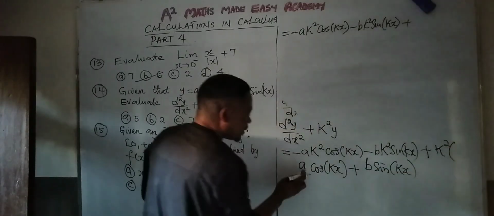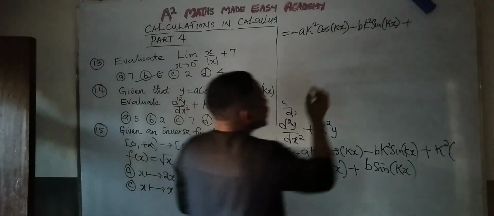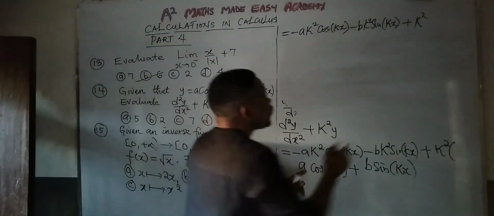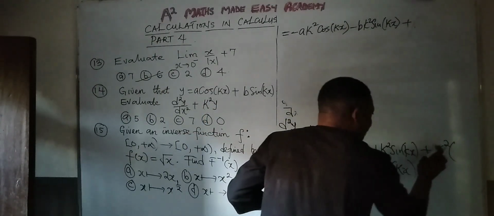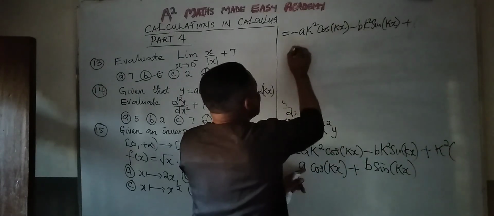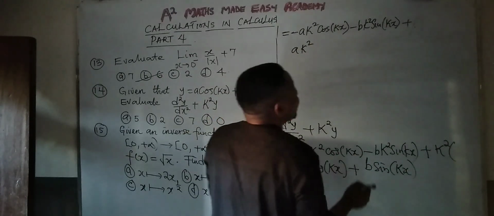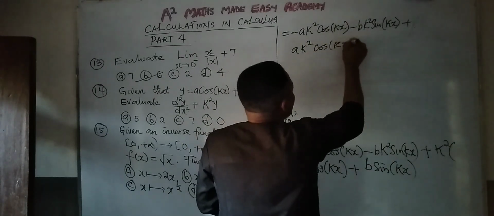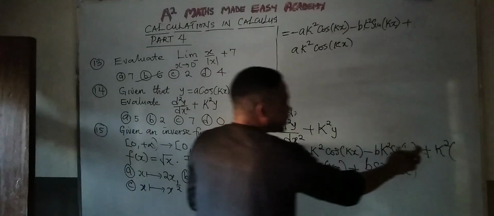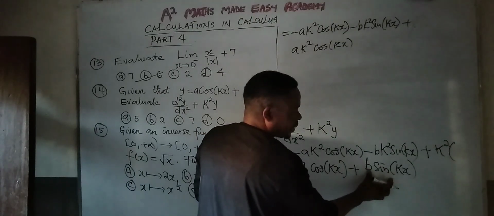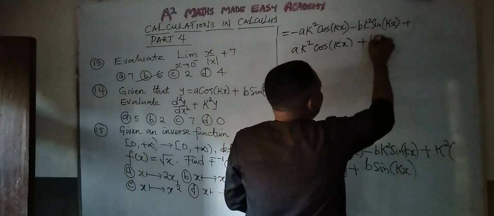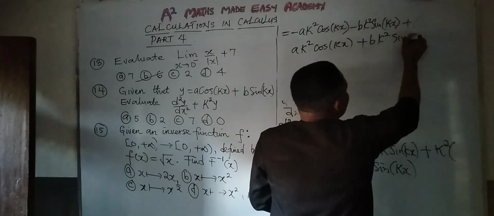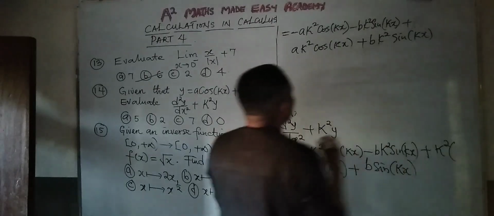K squared times a cos Kx will give me now K squared. Are you with me? Or I will call it K squared times a will give me a K squared followed by cos of Kx. Close the bracket. Then the same K squared times b sine Kx will give me plus b K squared followed by this, which is sine of Kx. I have expanded it.